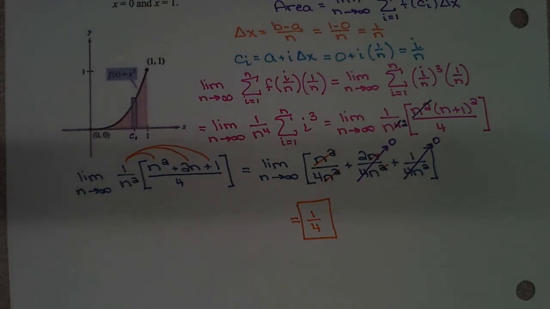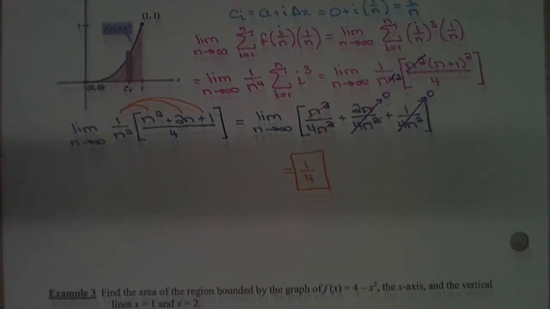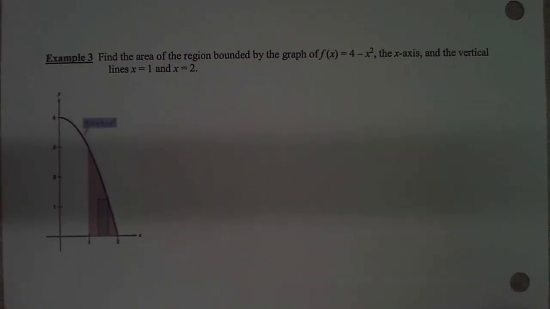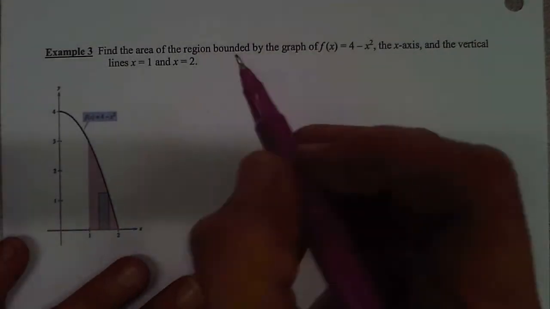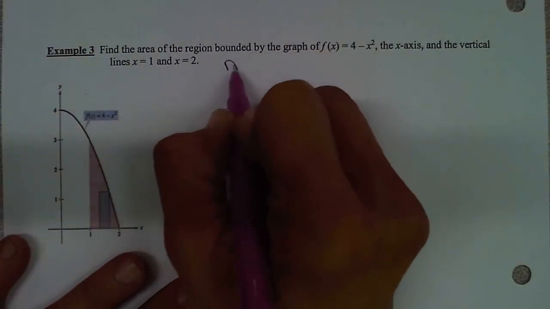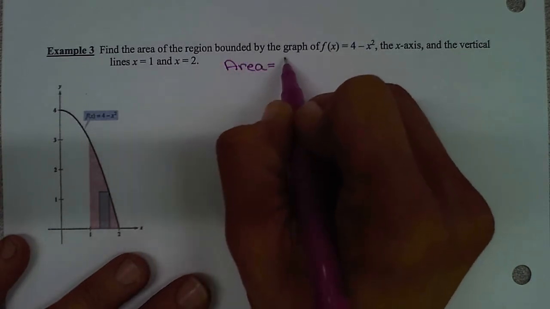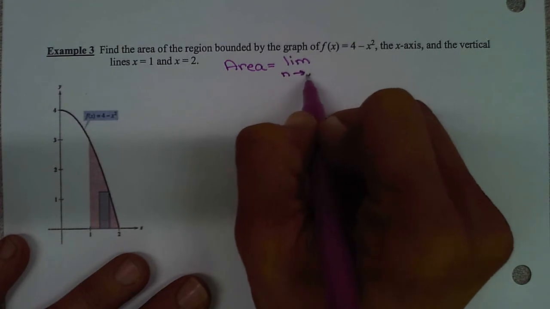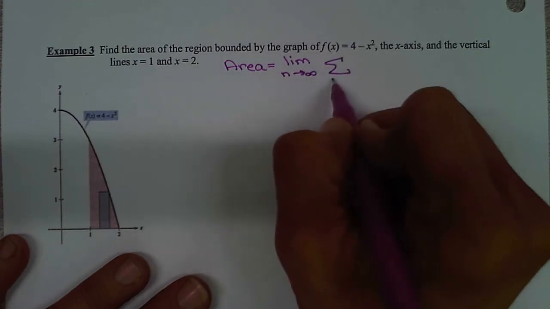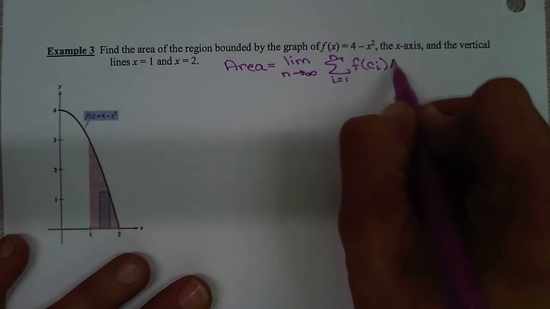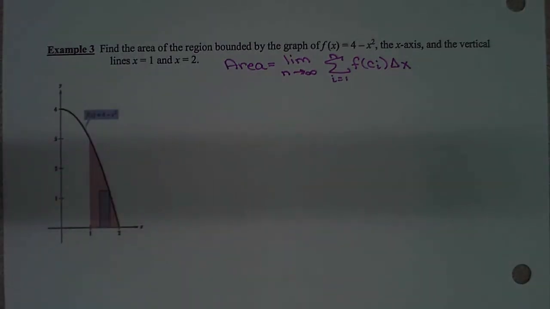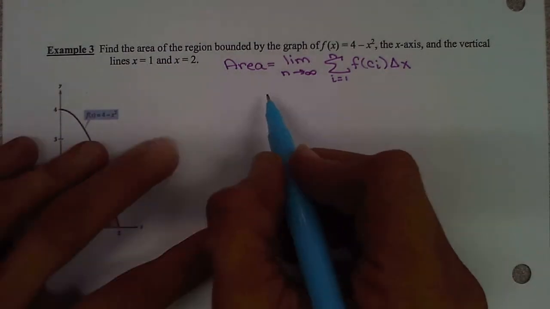All right, last example, example 3. We are finding the area of the region bounded by the graph f of x equals 4 minus x squared, the x-axis, and the vertical lines x equals 1 and x equals 2. So again, I'm going to go ahead and write down, we know that area is going to be the limit as n goes to infinity of the summation from i equals 1 to n of f of c sub i delta x. And then we need to, just like last time, figure out both what my delta x is going to equal and what my c sub i is going to equal.